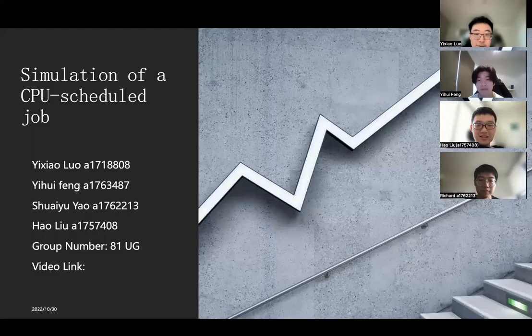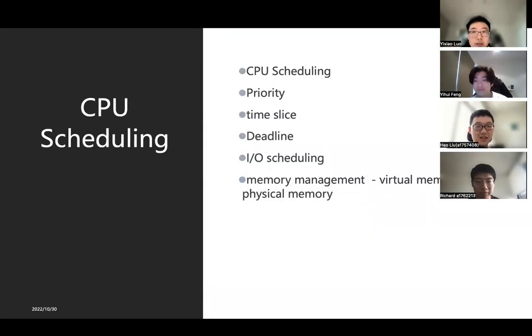The next page, please. Okay, the topic of our talk is the simulation of CPU job scheduling.